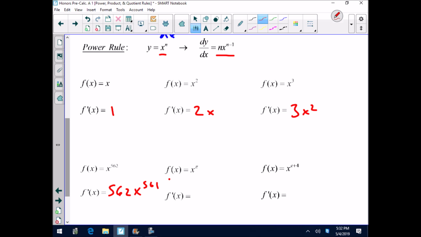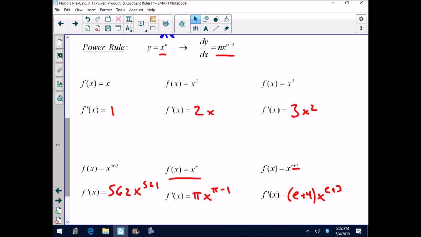So this function we can take the derivative of with the power rule, right? So right here we would multiply in front by our power of pi and subtract one from the exponent, which would give us pi minus 1 as the exponent, right? If we have x to the e plus 4, we take the derivative with the power rule, and we would multiply in front by that e plus 4, and then we would subtract one from the exponent, giving us x to the e plus 3, right?